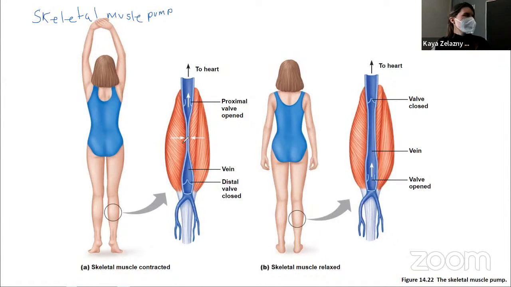Okay. So we make less space in this vein, which means we're causing the pressure to increase, which is going to force those valves open, right? So it's forcing the valves open. And those valves can open only in the direction that goes towards the heart. So this forces blood into the next segment of that vein.